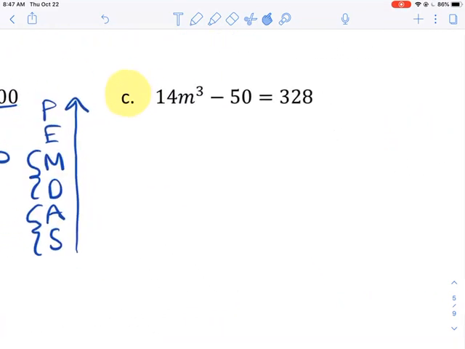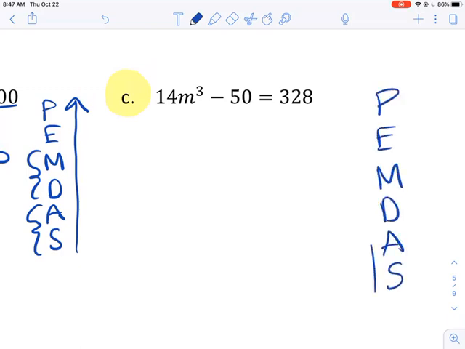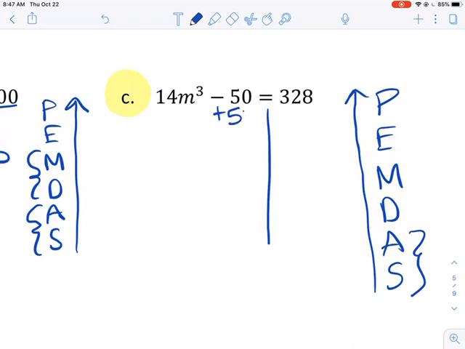Whew, this one looks like a doozy, but let's write our PEMDAS here and do it backwards, our SADMEP. The first thing I should undo is addition and subtraction, and I see I did subtraction, so I'm going to undo it by doing addition. And I get 14m cubed equals, that looks like 378. Okay.